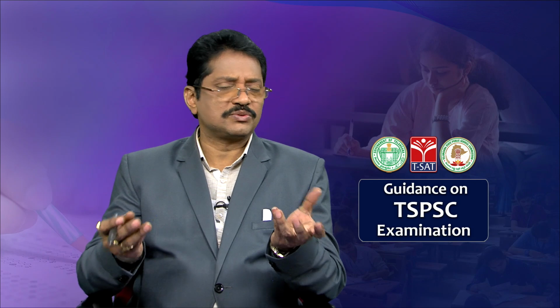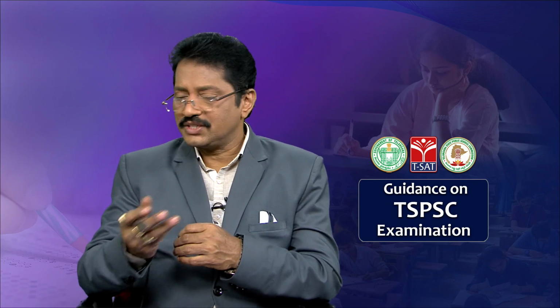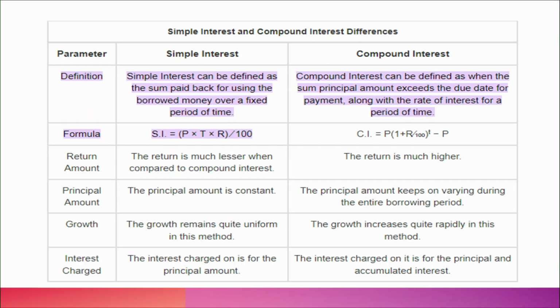Very simple formulas, only two formulas: I equal to PTR by 100 or PNR by 100 for simple interest, whereas for compound interest A equal to P of 1 plus R by 100 whole power n, or I equal to P into 1 plus R by 100 whole power n minus P, because I is nothing but A minus P, and that is the reason the formula is set like that.